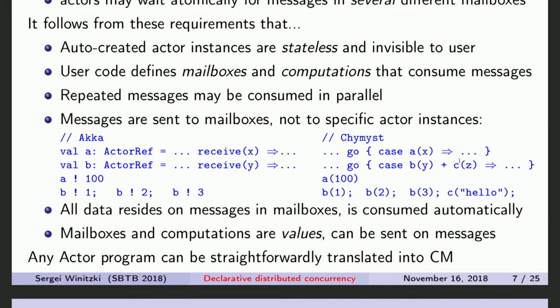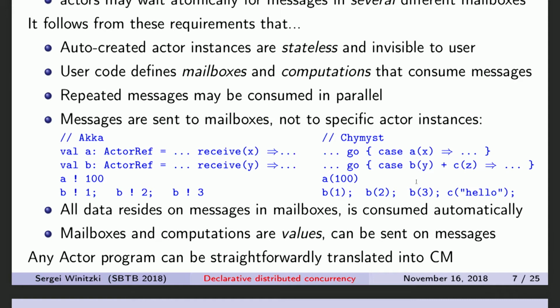So B and C are mailbox references. A is another mailbox reference. X, Y, Z are values on messages. So this function will consume X and do something with it, and this function will consume Y and Z and do something with it. And then you send messages to A, B, and C. So you send messages to mailboxes and not to specific actor instances.